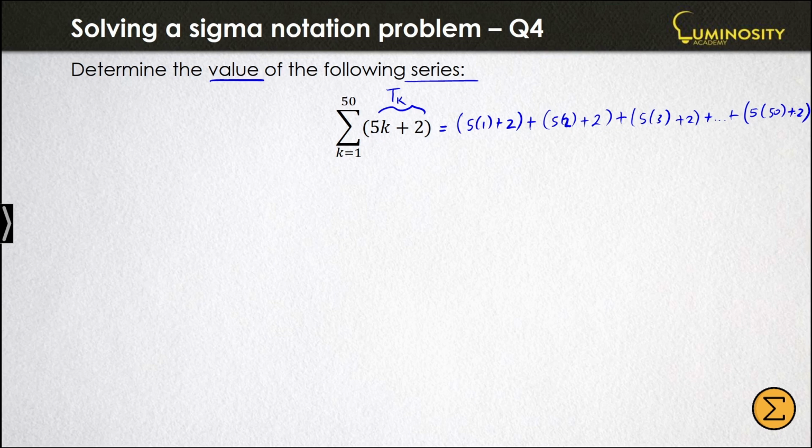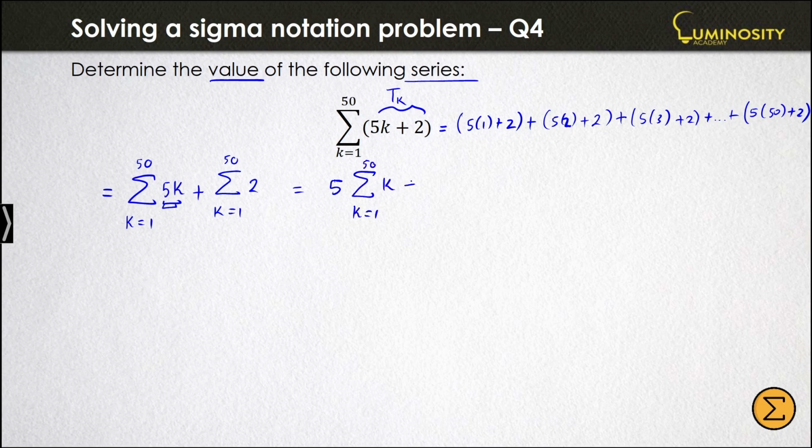To expand that out and do it through normal manual arithmetic can take us quite a bit of time. So let's use the properties of sigma notation to help us. First of all, I'm going to break that up into two sums. The sum from k equals 1 to 50 of 5k plus the sum from k equals 1 to 50 of 2. Now I'm going to use the constant law here and bring out the 5. So it'll be 5 times the sum of k equals 1 to 50 of just k, plus the sum from k equals 1 to 50 of 2.